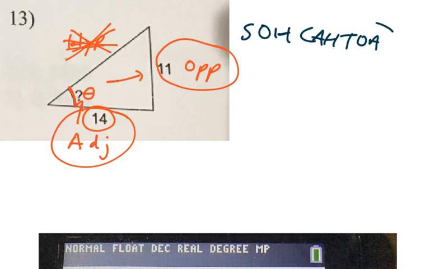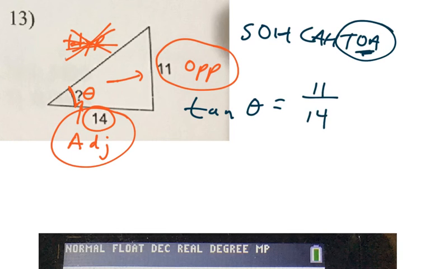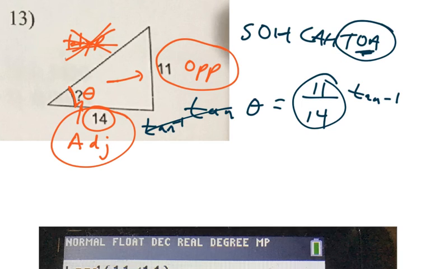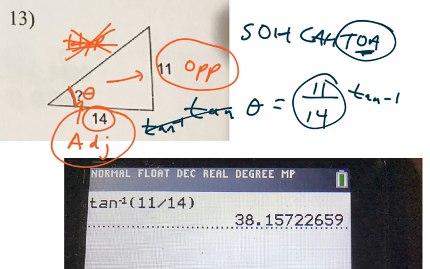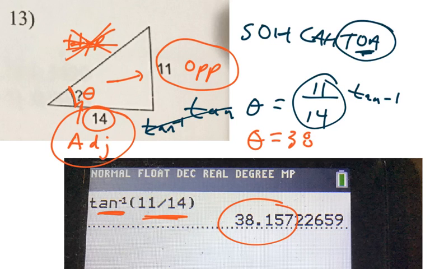Hopefully, again, by now you know SOHCAHTOA. And you know right there, OA is tangent. So we know that the tangent of theta has to be the opposite over the adjacent. Again, we're going to do the tangent inverse on both sides. Going to our calculator, we can see right here that the tangent inverse of 11 over 14 is this. Rounding that off, theta is 38 degrees.